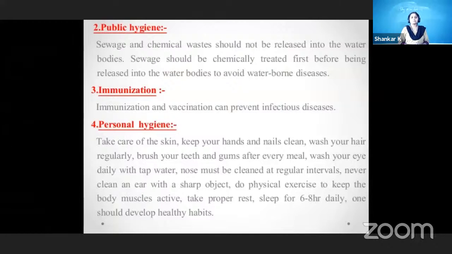Do physical exercise to keep your body muscles active. Take proper rest. Sleep for 6 to 8 hours daily. These are things we have to develop in our daily life.